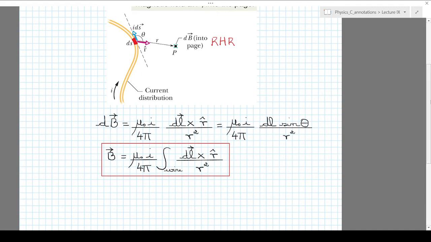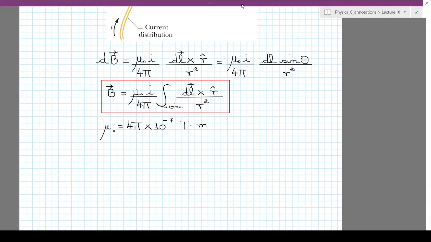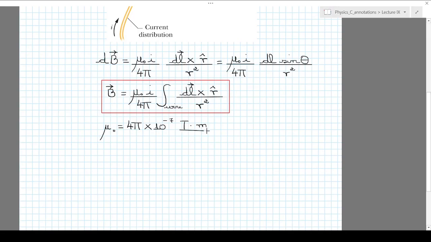And just to remind you guys also, this constant here, mu zero, is very well known. This is 4 pi times 10 to the minus 7 Tesla meter per ampere. Okay, this is also important for the calculations itself. And this is called the permeability of free space. Nice. All right.